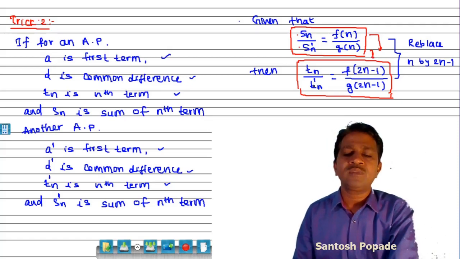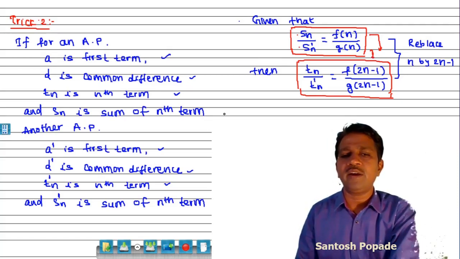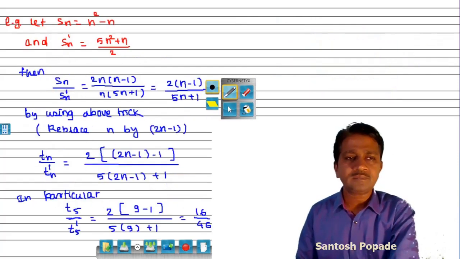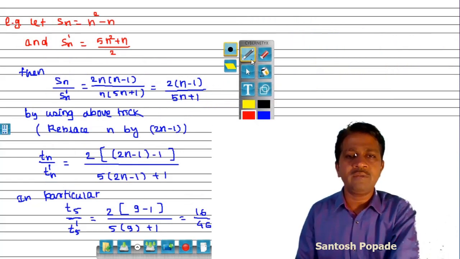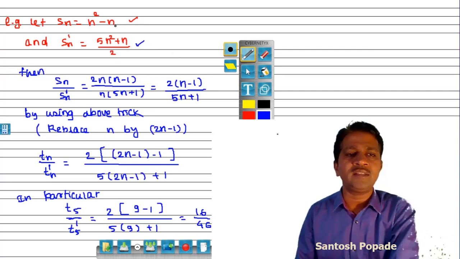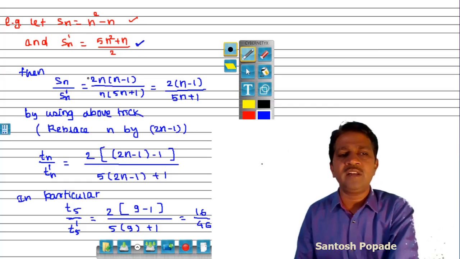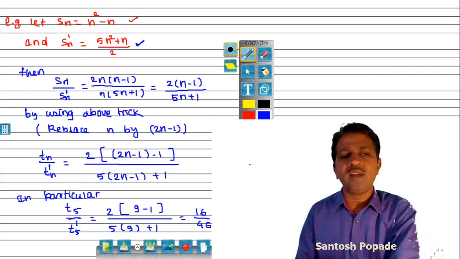That will give you the ratio of nth terms of two APs. So let us consider now one example in which we are given the formulas for the sum of n terms of the two APs. Sn is the sum of n terms, which is n squared minus n, and Sn dash is the sum of n terms of another AP, and therefore Sn upon Sn dash can be calculated.